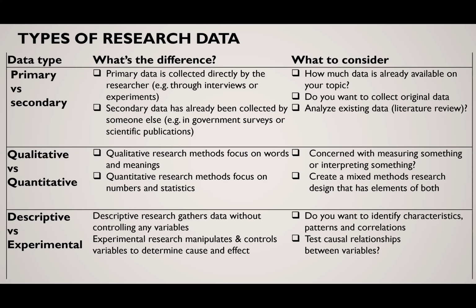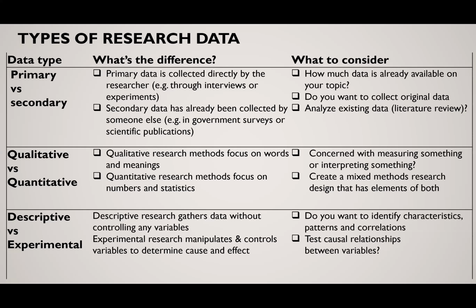So to decide whether it is primary or secondary, you need to know how much data is available in that area. If the data is available, like the age of people, and there is a census from the government, then you don't need to go and ask yourself, you just use it. While if there is no data, like for example, the prevalence of COVID-19 infection, you need to do it yourself because there is no data. So primary or secondary depends on the availability of the current data.